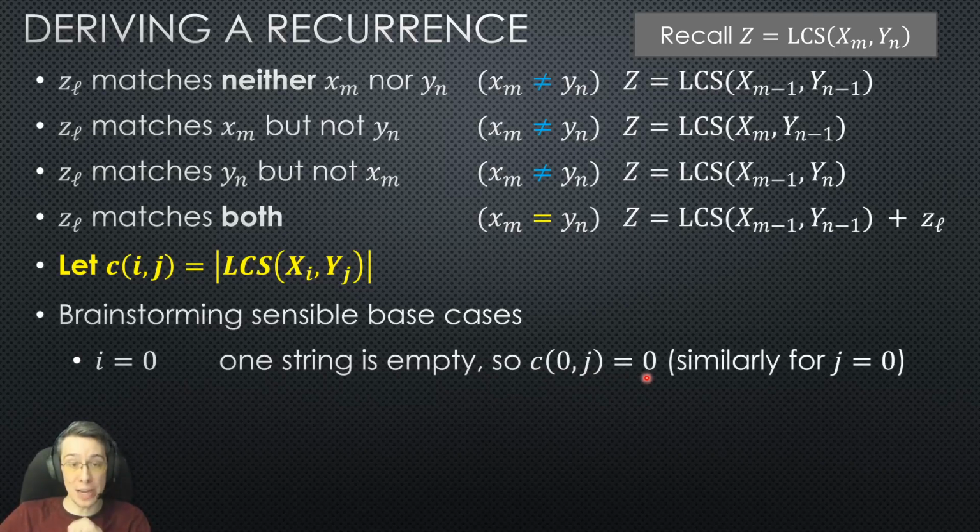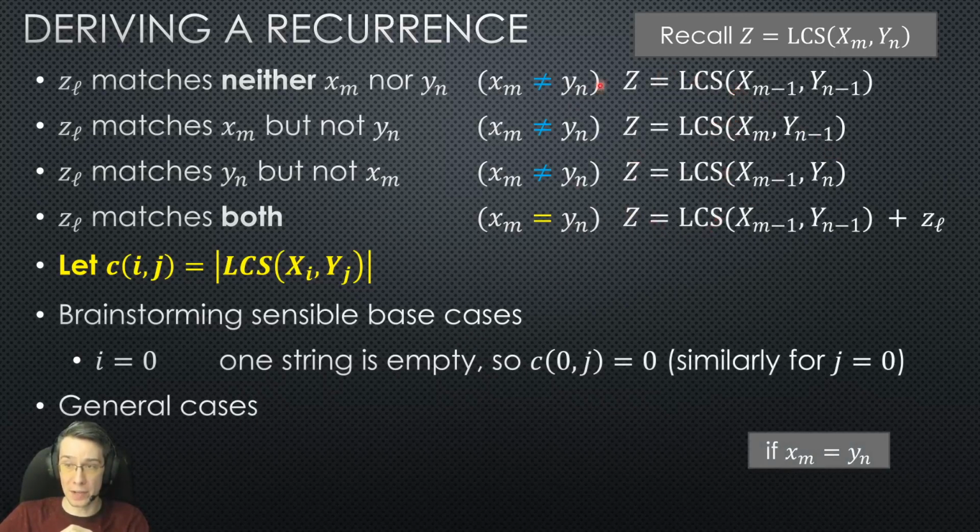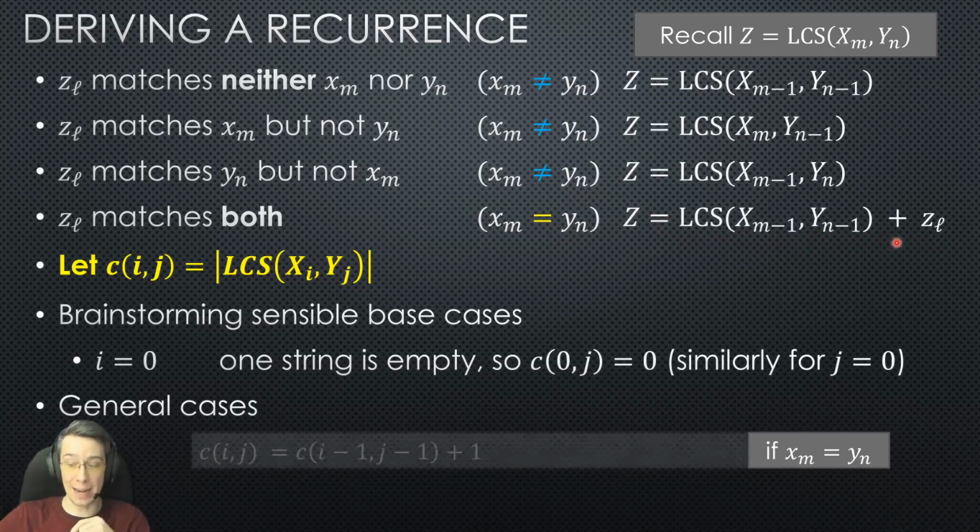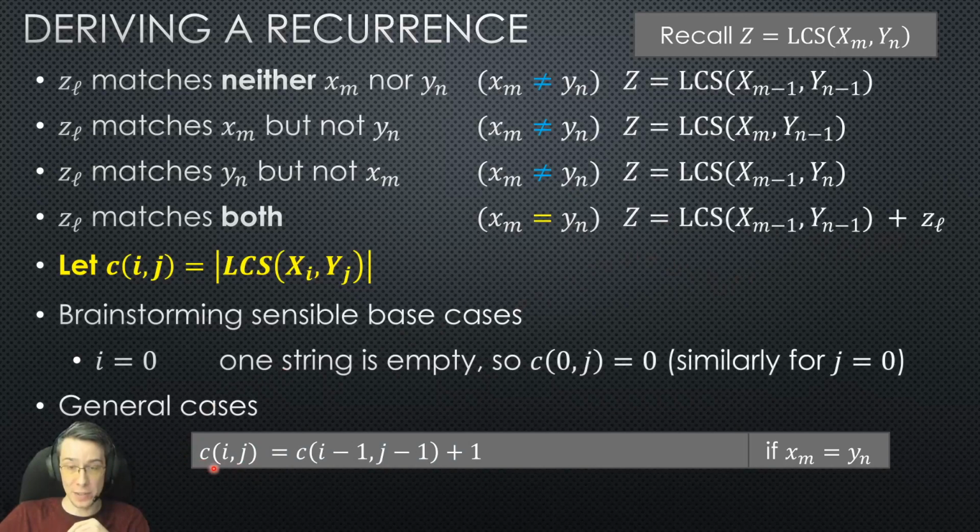And for our general cases, we're going to combine all of these expressions here at the top of this slide according to these two cases, Xm equals Yn and Xm not equal Yn. So if Xm is equal to Yn, then we're allowed to include this last expression in our max. So in this case, Cij is actually just going to be exactly this expression, right? Because this is the only case where Xm is equal to Yn. So we've argued already that the optimal solution, if Xm is equal to Yn, has to be the LCS of Xm minus 1, Yn minus 1 plus Zl.